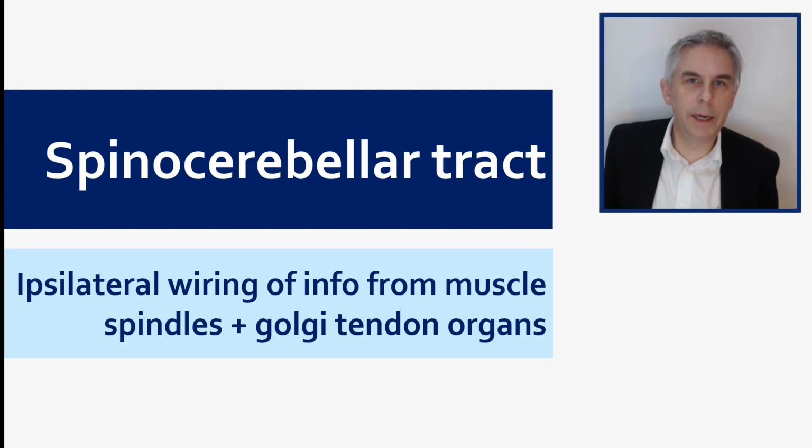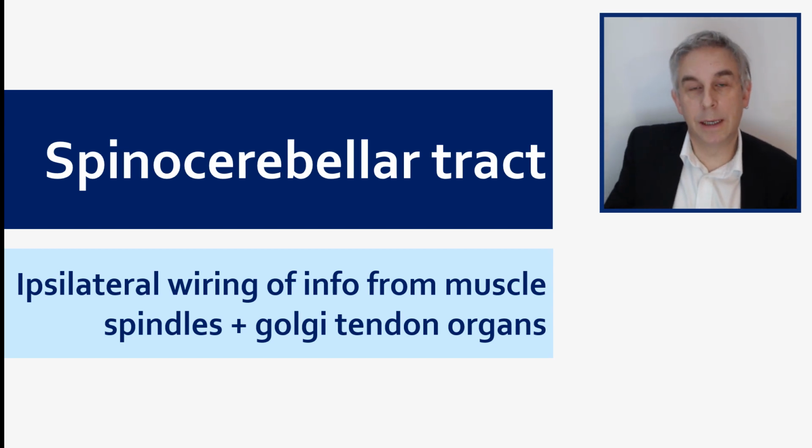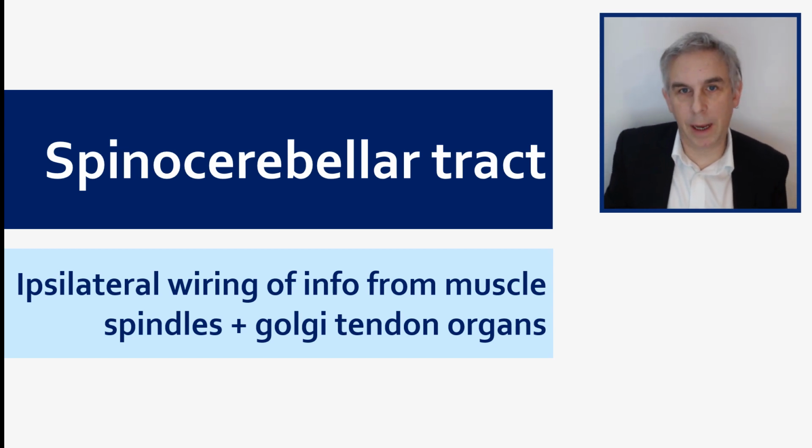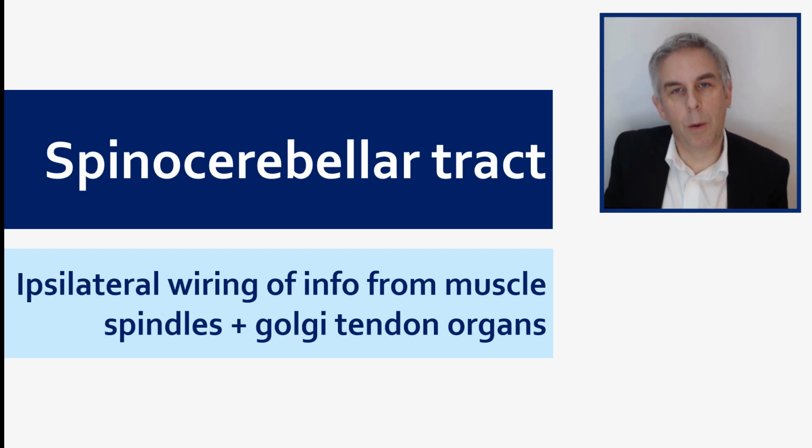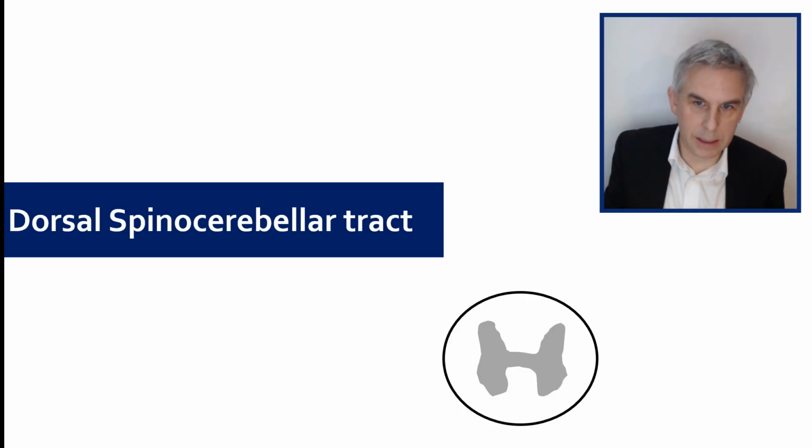The other important tracts that we need to just briefly mention before we finish are the tracts that bring the information into the cerebellum in the first place. The principal of these is the spinocerebellar tract, meaning it comes from the spine into the cerebellum. It's wired ipsilaterally, and it brings in information from muscle spindles and Golgi tendon organs. There are three basic subtracts of the spinocerebellar tract, and where they come in to the spine depends upon whereabouts in the body, which level of the spine they come from. We don't need to go into the detail of that, but I do need to explain a little bit about the differences between these three subtracts.